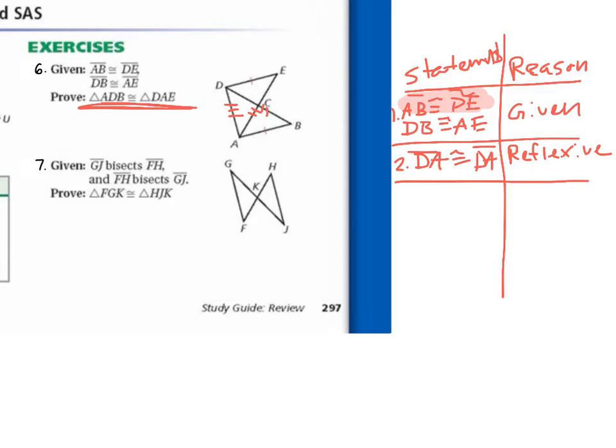Do we know that these 2 triangles are congruent now? Yes, so we can say triangle ABD, ADB is congruent to triangle DAE. And how do we know that these 2 triangles are congruent? What's our reason? SSS, because we have 3 pairs of congruent sides. So side, side, side.